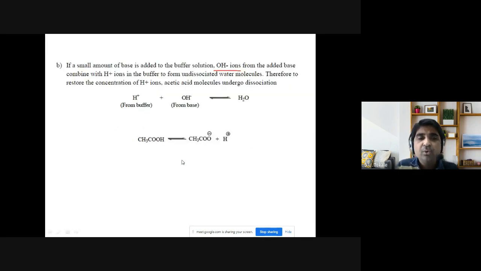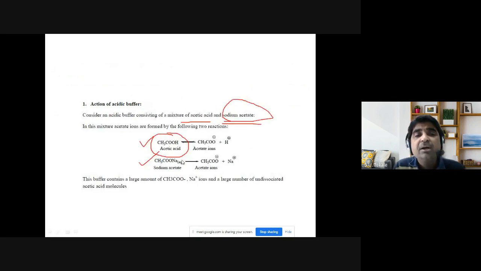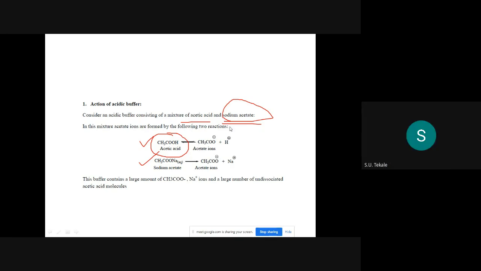So this is how we have seen the mechanism of action of acidic buffer, that is, how this buffer solution resists change in its pH value. We considered here an example of acidic buffer. An acidic buffer consists of an equimolar mixture of a weak acid and its salt with a strong base. So let us have an example: an equimolar mixture of acetic acid and sodium acetate.